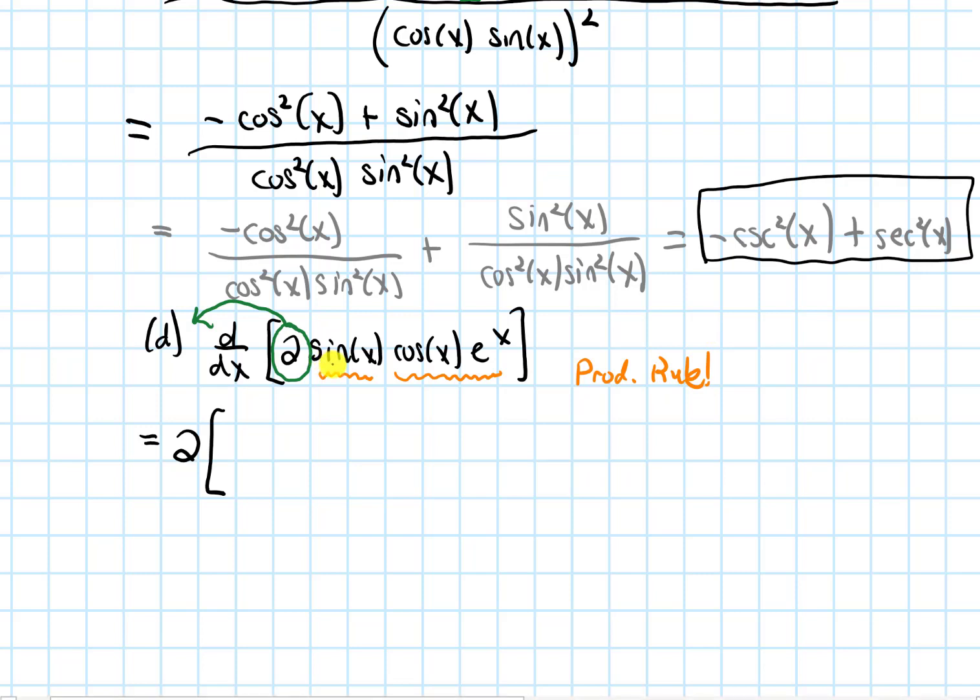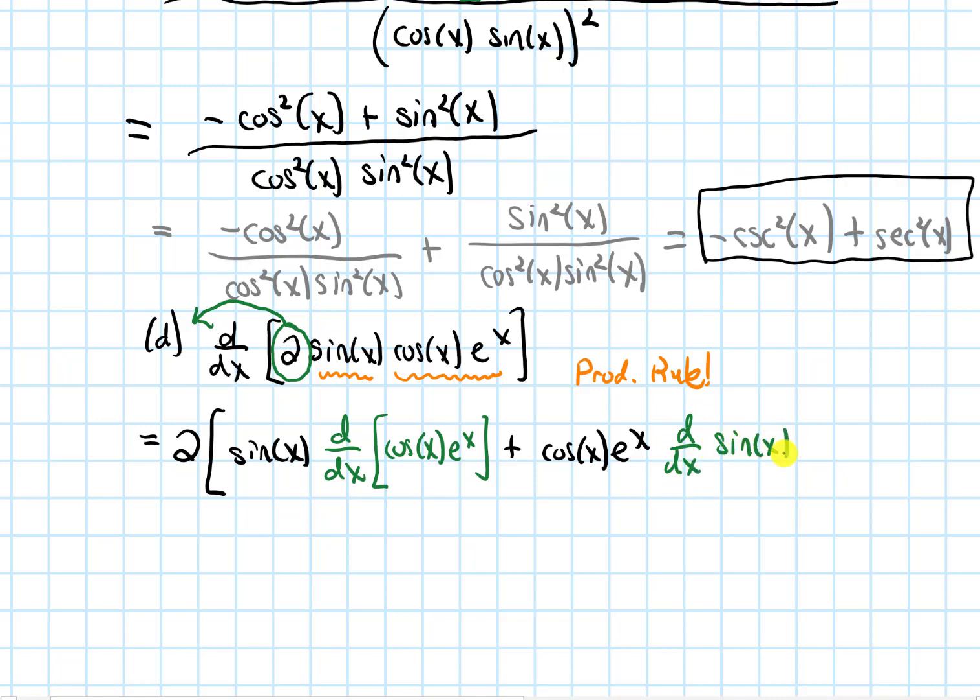Product rule says we'll take the first function, which is sine x, and multiply it by the derivative of the second. Let me actually write it out. Derivative of cosine x e to the x, and then plus the second function, which is cosine x e to the x, times the derivative of the first. So writing it out, derivative of the first of that, sine x. And let me close that.